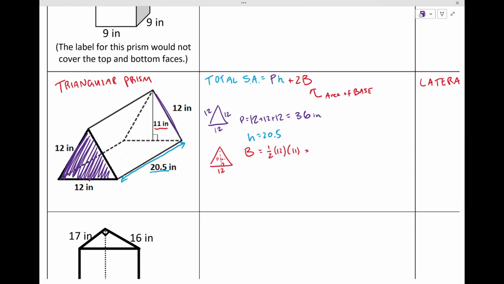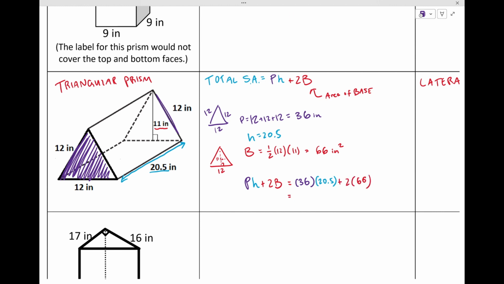And I believe that's going to be, let's see, 6 times 11. I think it's going to be 66 square inches. You can put it into a calculator and check that. But our final answer for a total surface area, again, it's P times H plus 2B. Our perimeter was 36 inches. Our height was 20.5. And our area of the base, so plus 2B, is 66.